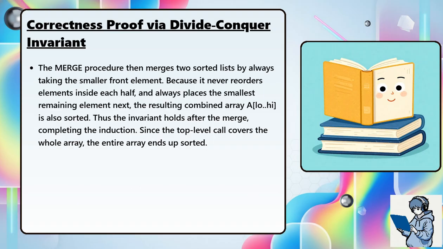The merge procedure then merges 2 sorted lists by always taking the smaller front element, because it never reorders elements inside each half and always places the smallest remaining element next. The resulting combined array A[low..high] is also sorted. Thus the invariant holds after the merge, completing the induction. Since the top-level call covers the whole array, the entire array ends up sorted.